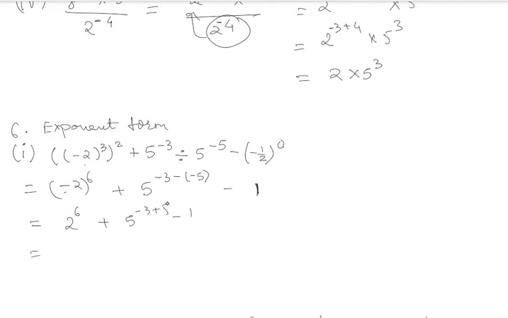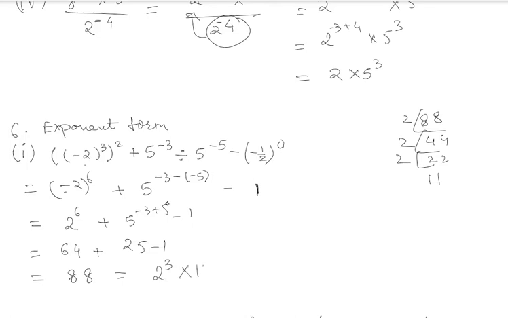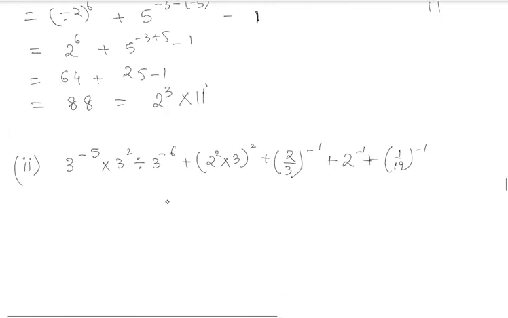So this is 2 to the power of 6, which is 64 I believe, plus 5 square, which is 25, minus 1. So this is equal to 88 I believe, 24 plus 64. And the exponent form, I can find out the factors. 2, again 2, again 2, again 11. So the exponent form is 2 cube into 11 to the power of 1. Now the next question is a little big, but we'll do that.